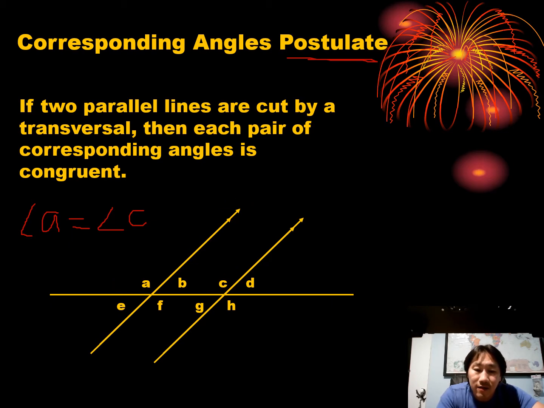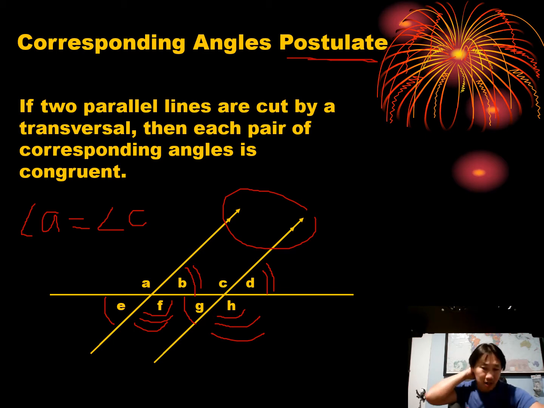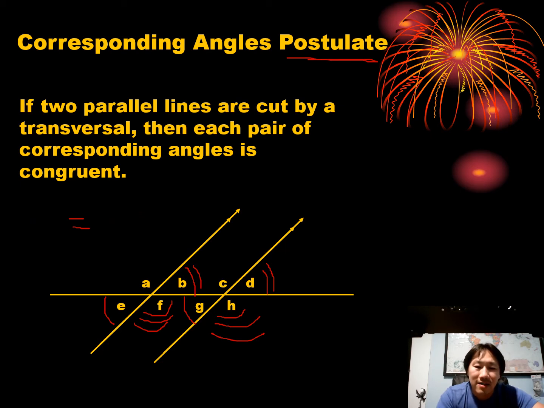But those aren't the only corresponding angles. We also have E and G, which are corresponding angles, and they're going to be equal to each other. We have B and D, corresponding angles, and they'll be equal to each other. And then also F and H are corresponding angles, and they are also equal to each other anytime we have parallel lines. Those are the types of rules we're going to be dealing with today, and there's a whole bunch of rules, so hang tight.